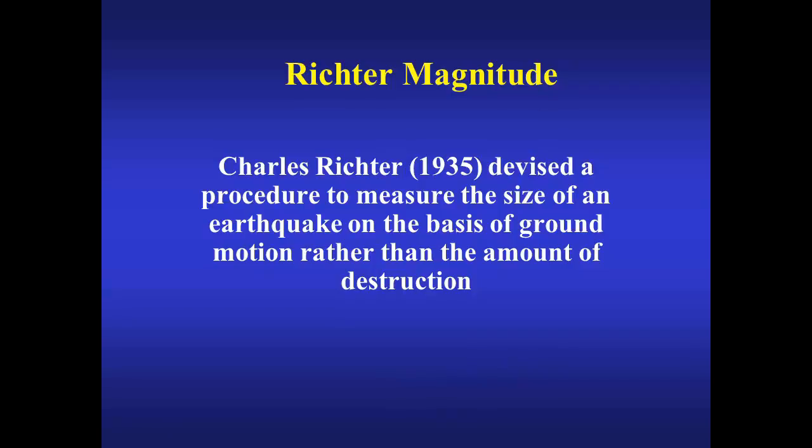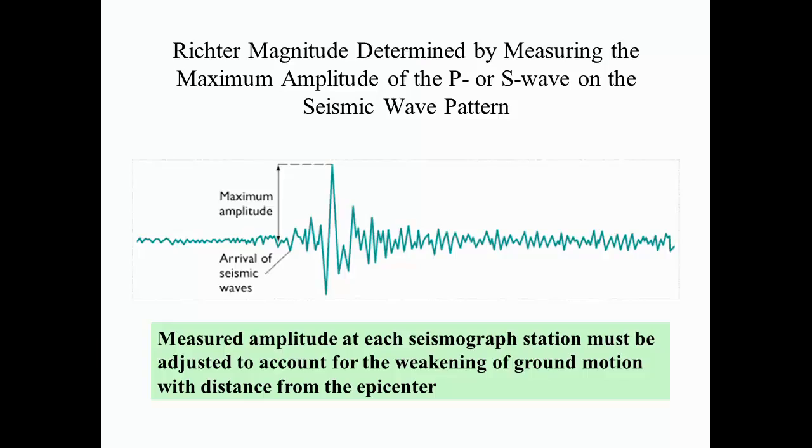Okay, I recall that we saw problems with the Mercalli intensity scale. In 1935, Charles Richter devised a procedure to measure the size of the earthquake based on ground motion rather than the amount of destruction. The Richter magnitude is determined by measuring the maximum amplitude of a P or S wave on the seismic wave pattern.